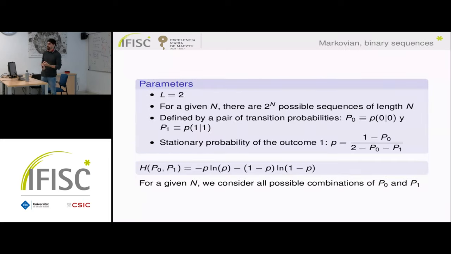So first, we consider Markovian binary sequences. In that case, L is 2. Given a value of n, there are 2 to the n possible sequences of length n. And these systems are uniquely defined by a pair of independent transition probabilities, which are the probability of going from 0 to 0 and the probability of going from 1 to 1. And the stationary probability of the outcome 1 can be calculated with this formula. So we can calculate the exact entropy as a function of the transition probabilities. So for a given value of n, we consider all possible combinations of the transition probabilities.